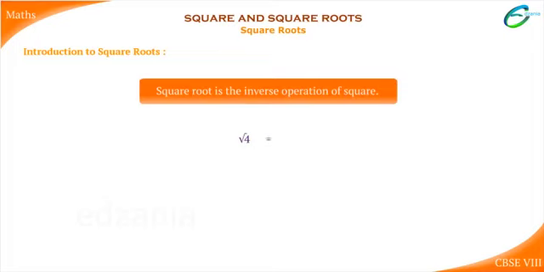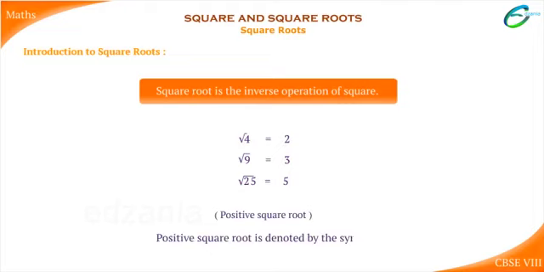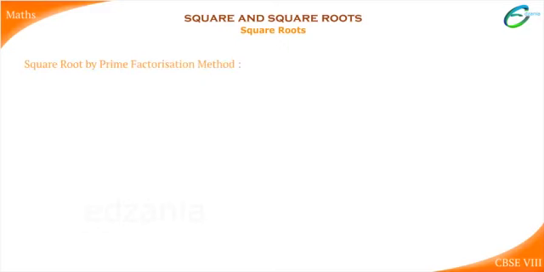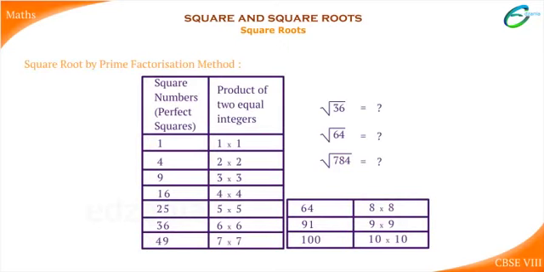So, square root of 4 is equal to 2. Square root of 9 is equal to 3. Square root of 25 is equal to 5. Positive square root is denoted by this symbol. What is the value of square root of 36? Yes, it is 6. What is the value of square root of 64? Yes, it is 8. What would be the value of square root of 784? Is it easy to find the value of square root of 784 using the given table?